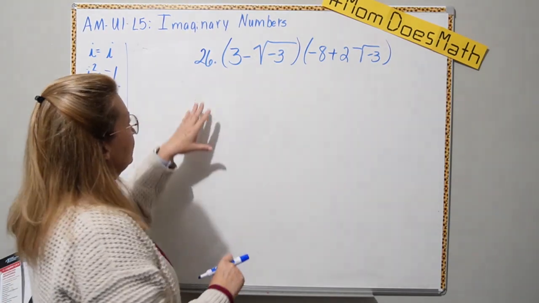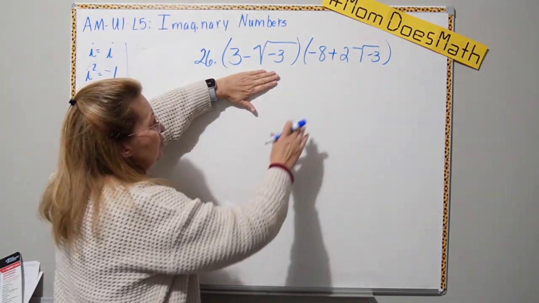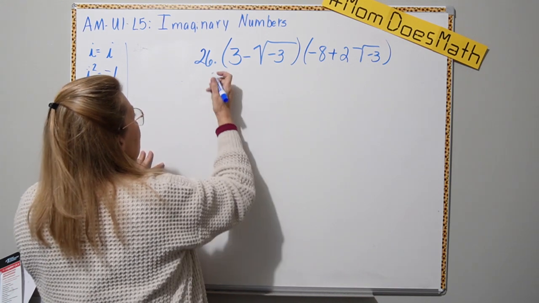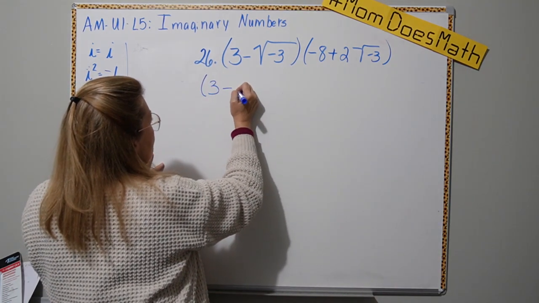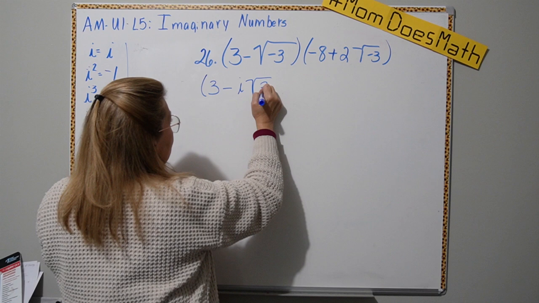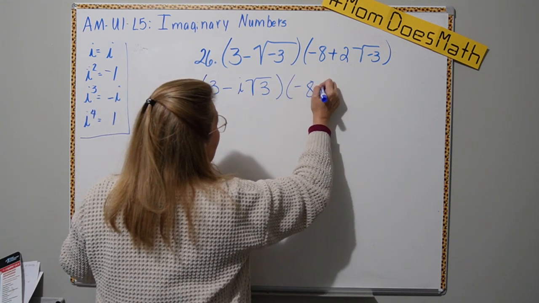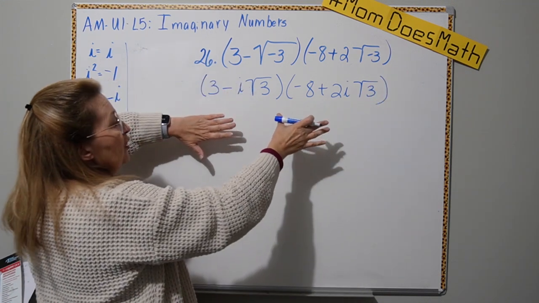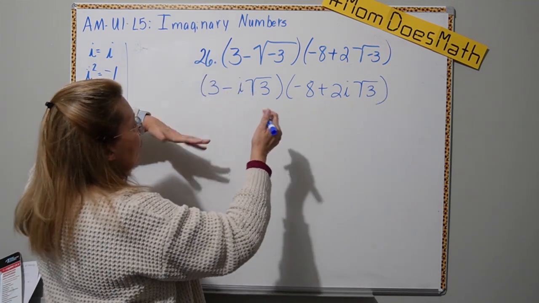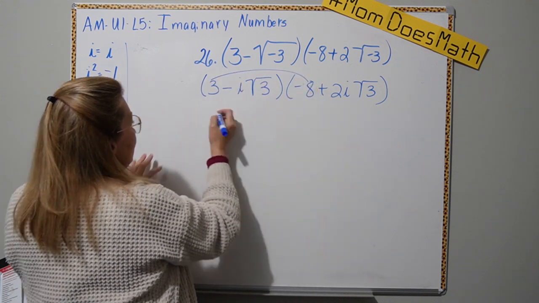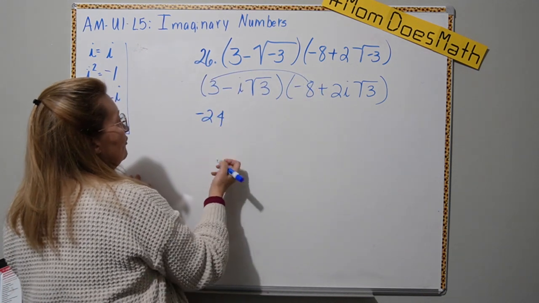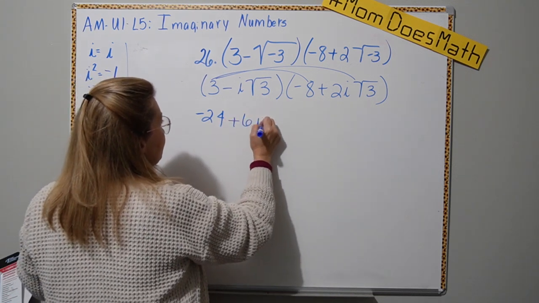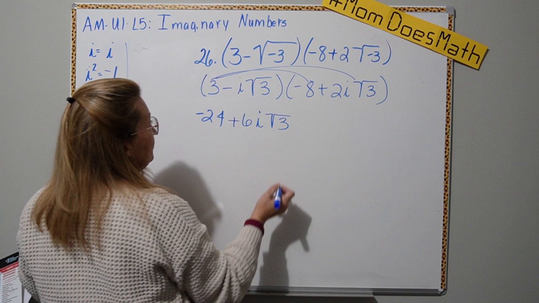Okay, 2 more problems to go. So for this one, the first thing I want to do is get the negative out from the radical by pulling out an i. So this is going to change to 3 minus i square root of 3. And then down here, this is going to change to 2i square root of 3. Now I've just got 2 binomials to multiply together, so I'm going to distribute or FOIL it, whatever you want to call it. 3 times negative 8 is negative 24. And 3 times 2i square root of 3 is going to be plus 6i square root of 3.